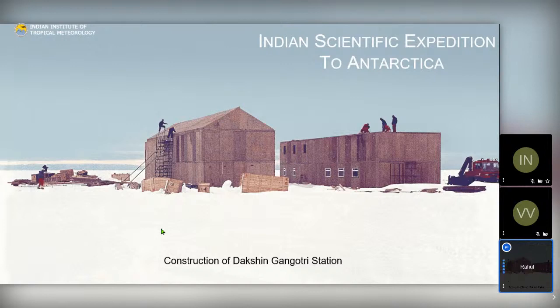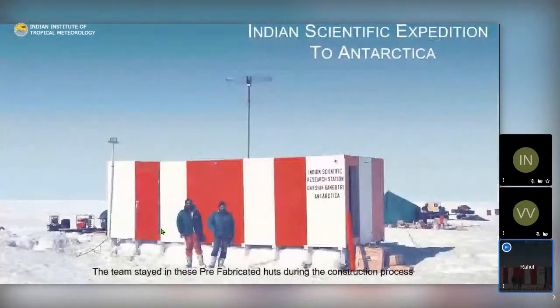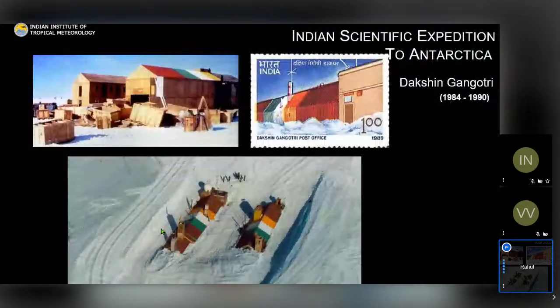This was a double-story structure made by Corps of Engineers of Indian Army. And the team came back, leaving the winter team, which was led by Lieutenant Colonel S.S. Sharma from R&D of MOD Pune. These are some of the prefabricated huts that were used for construction purposes.